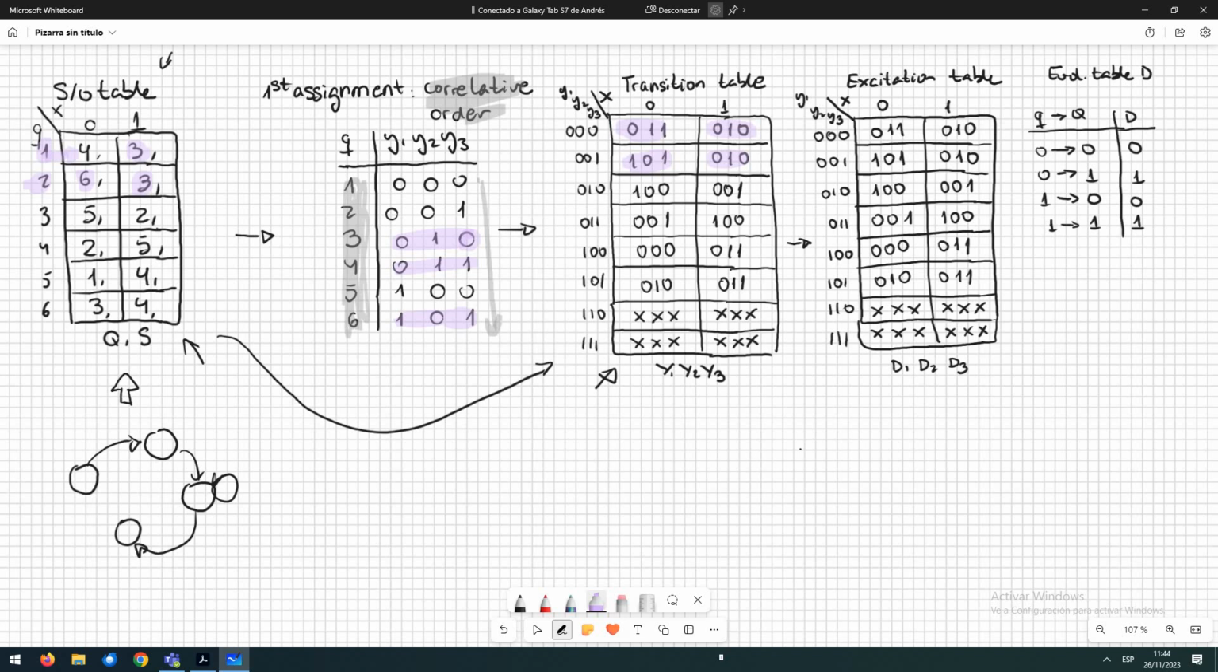And since we have 3 state variables, because if we have 6 states, we need 3 state variables. Why? This is quite simple.